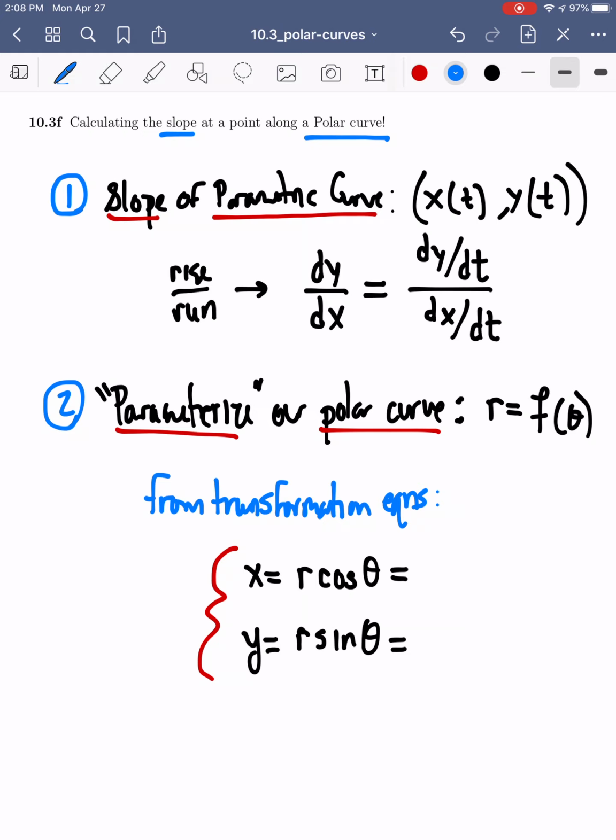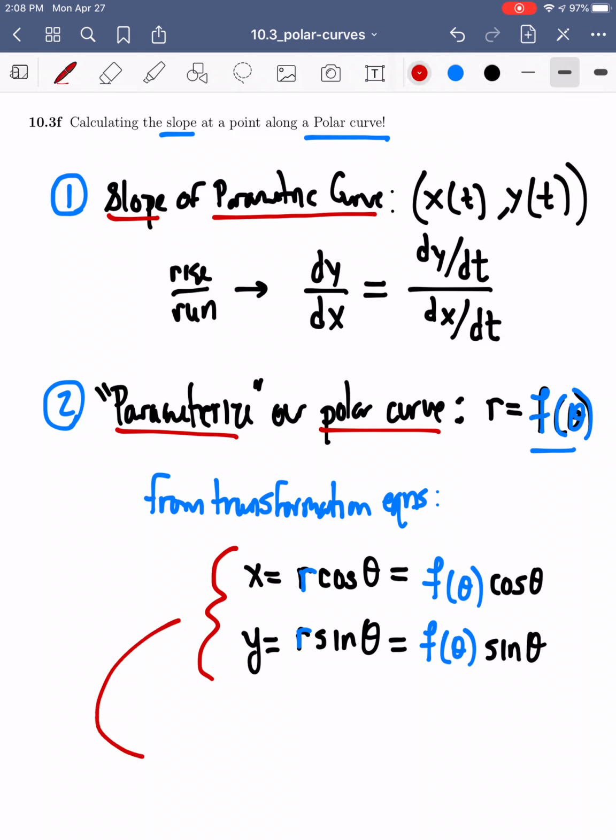We know that r is always equal to f, some function of theta. That's our polar curve up here. We can substitute that into our transformation equations. So we have that x is equal to whatever that function of theta is, our polar curve, times cosine of theta. And y is whatever that polar curve is that we're given, times sine of theta. So what this gives us are two parametric equations, x and y, in terms of theta.